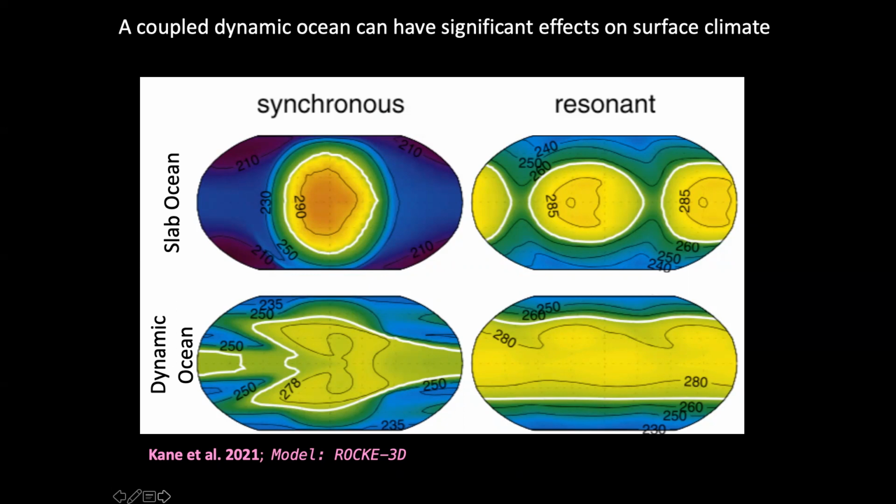But if you include dynamic ocean, heat transport is quite significant for surface climate, as you can see forming this stingray pattern in the synchronous case, where the ocean can transport heat in a zonal band around the equator, nearly all the way around the night side. And then for the resonant case, you see a nearly zonal Earth-like pattern as heat is very efficiently transported. So dynamic ocean heat transport in 3D can lead to significant effects on surface climate.